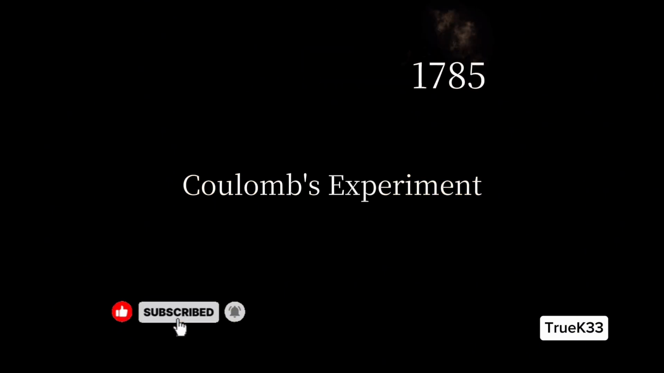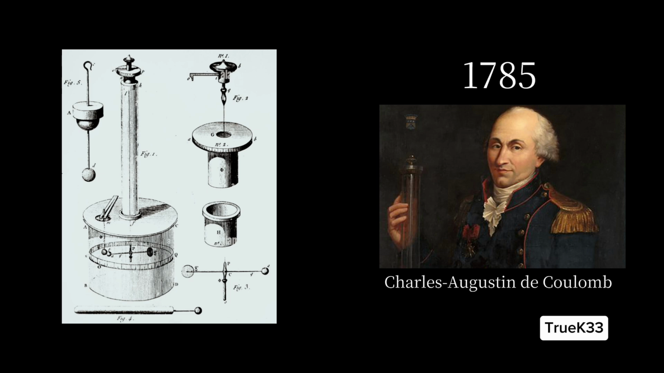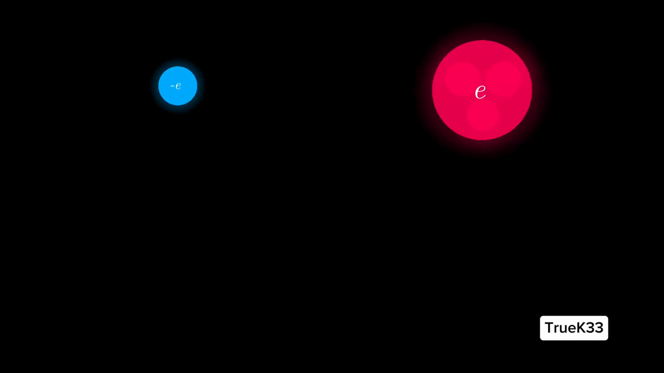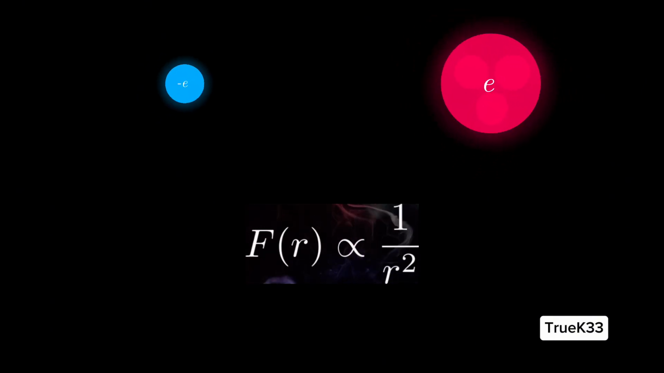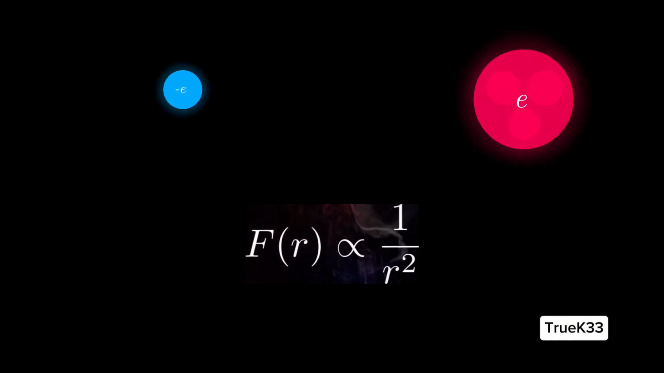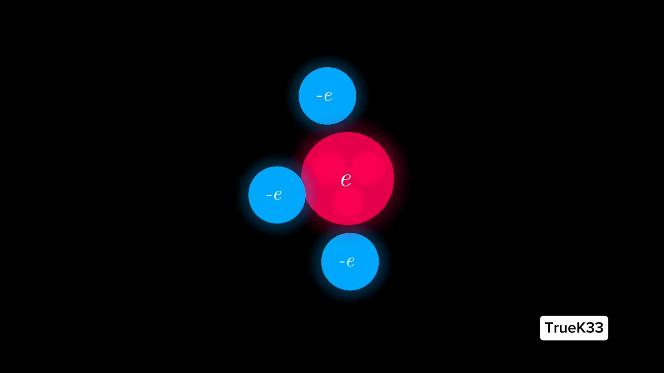In 1785, Charles-Augustin de Coulomb used a torsion balance to measure the force between charged spheres. He found something remarkable. The force was proportional to the product of the charges, and inversely proportional to the square of the distance between them, just like gravity. But with a twist. Charges can repel as well as attract.